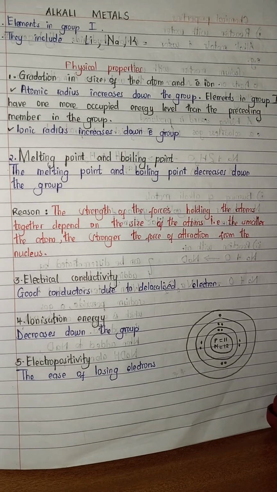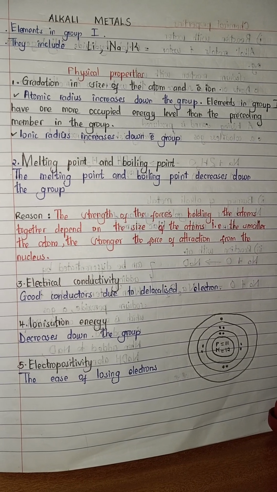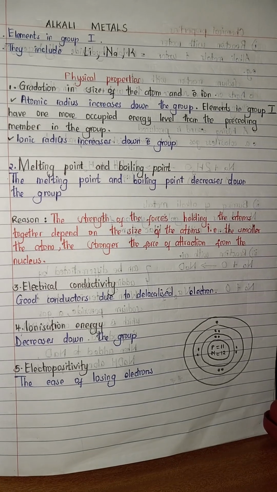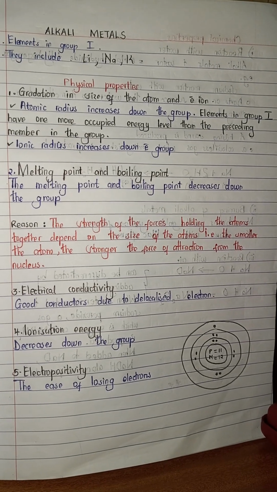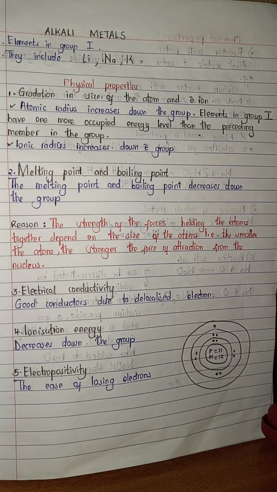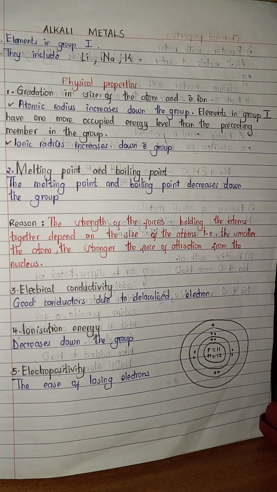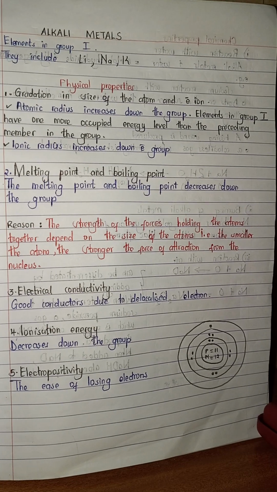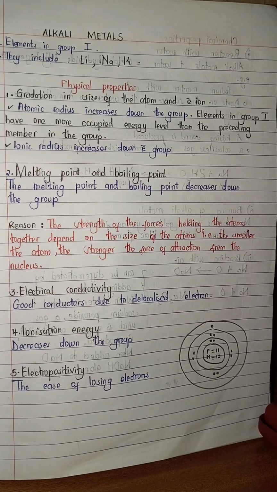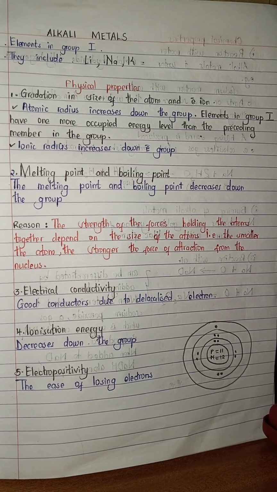On the physical properties, number 1, you have gradation in the size of the atom and the ion. The atomic radius increases down the group. Elements in group 1 have one more occupied energy level than the preceding member in the group. For example, sodium and lithium. Sodium has one more occupied energy level than lithium.